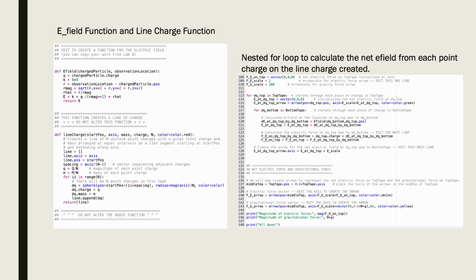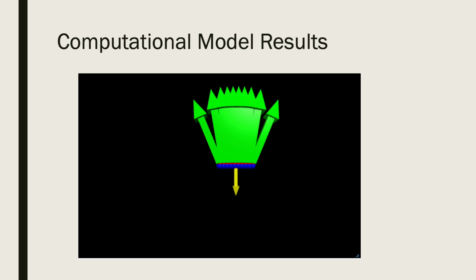Here's the computational model used in Lab 2. On the left, we see two functions. The E field function is used to calculate the E field caused by the charged particle at the observation location. The line charge function initializes a line of point charges arranged at equal intervals to simulate a rod with a uniformly distributed charge. To the right, we have a nested for loop that uses the E field function to calculate the net E field using the principle of superposition by adding the E field from each point charge of the rod. Here are the results of the computational model.